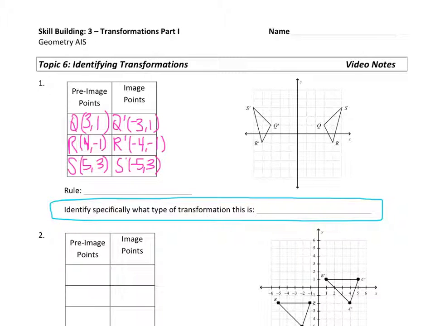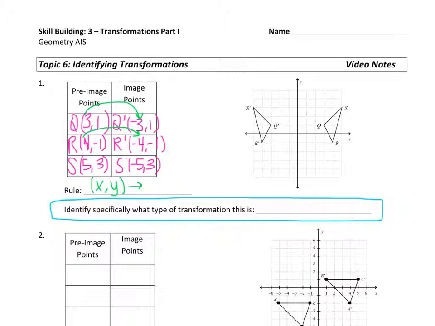Now you should have all 6 coordinates listed for QRS and Q prime R prime S prime. Our next step in identifying the transformation is to look at the rule, meaning what does (x, y) map onto? When I'm looking at this, I notice that I go from a positive 3 to a negative 3, so it looks like maybe we're subtracting 6. But if I try that for the x values in R to R prime, 4 take away 6 does not land at negative 4. So I have to revisit what I think might be happening here.